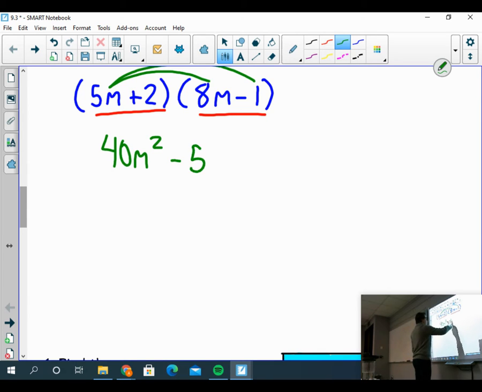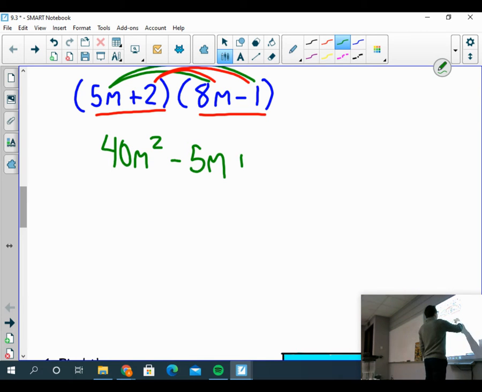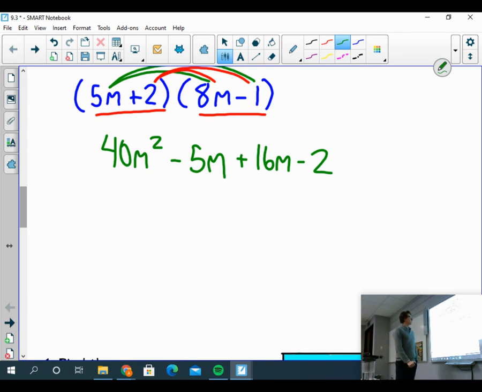minus 5m. Now I got to work with my second term in my first binomial. 2 times 8m and 2 times minus 1. And I get plus 16m minus 2. Okay? Again, key to multiplying binomials. If you walk away with nothing else, distribute both terms in your first binomial to both terms in your second binomial.